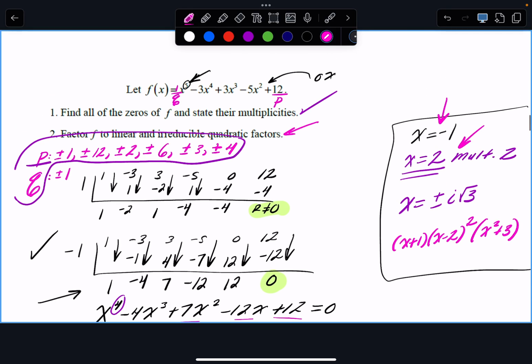So now we've answered all their questions in the box. We've stated the zeros, we've written their multiplicity, and then we've also factored this to be linear and irreducible quadratics.